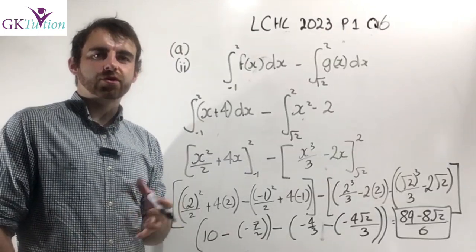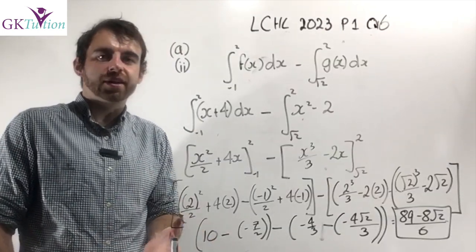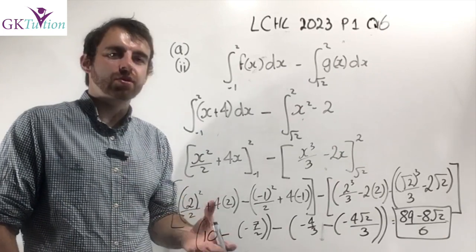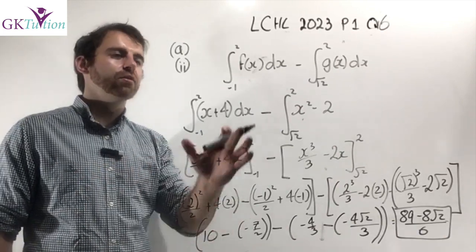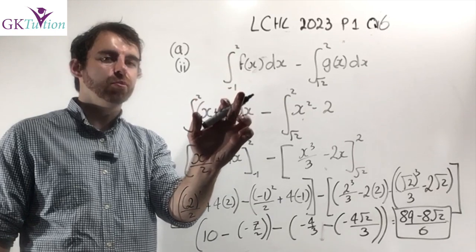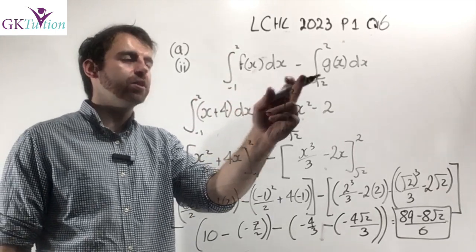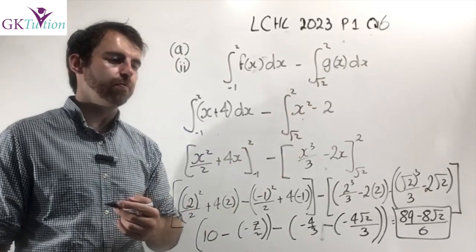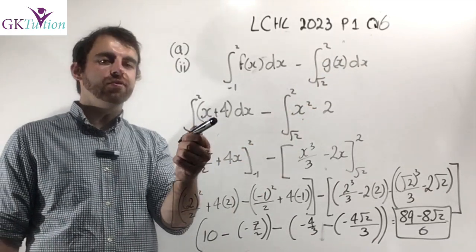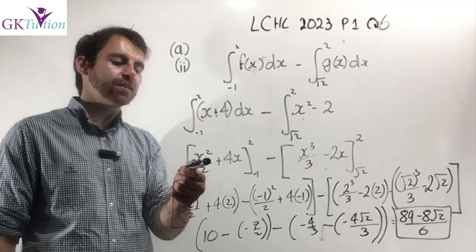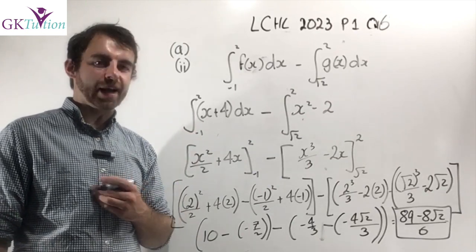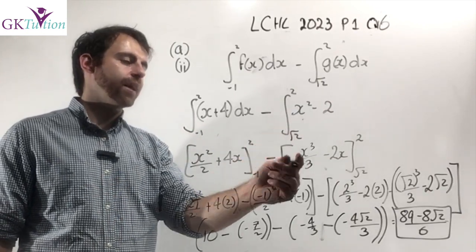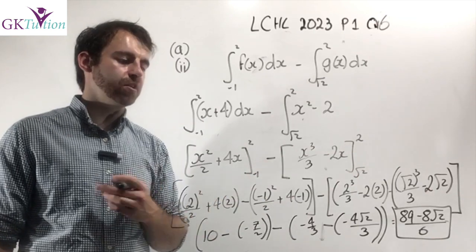Okay, so this is probably the trickiest bit, but the integration itself is easy, it's just the substitution that gets messier. So we're going to integrate f of x, the line, from -1 to 2, and then subtract that section we don't want. So we're going to integrate the curve from root 2 to 2. So f of x is x plus 4, and the integral of f of x is x squared over 2 plus 4x. And the integral of g of x is x cubed over 3 minus 2x.